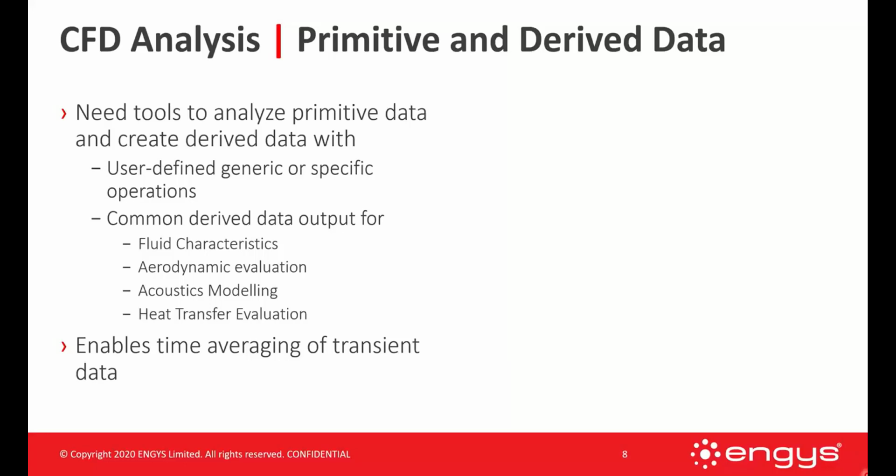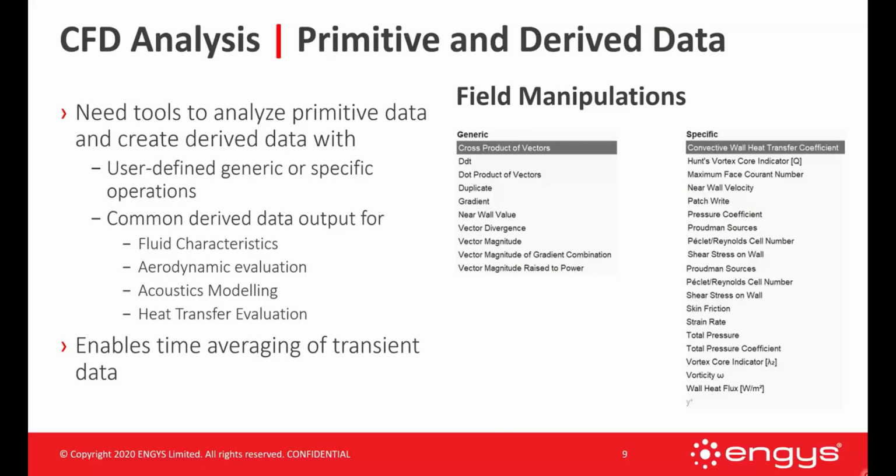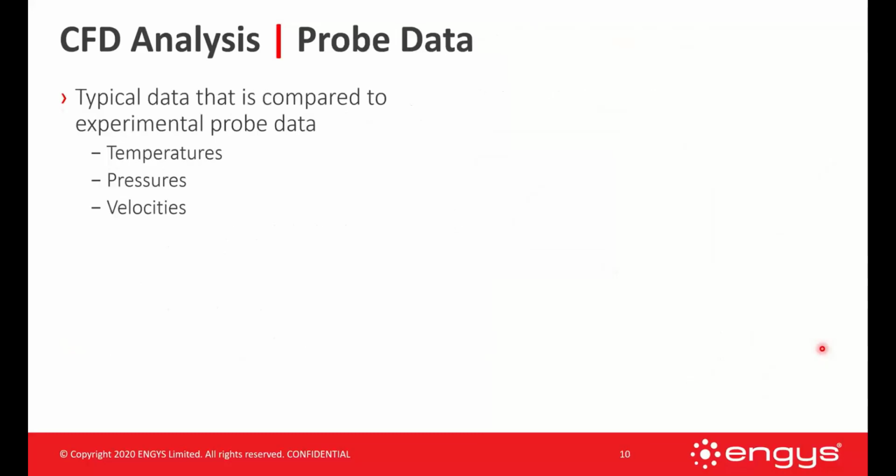We also need to be able to enable time averaging of transient data. And this is all really achieved inside of Helix and Elements with things that are called field manipulations. So here's just a very brief list of these generic operations we can apply to primitive data or derived data, and then very specific operations that are related to different actions and different data that we'd like to generate during a simulation. For example, Proudman sources if we're looking at acoustic modeling, or even total pressure coefficient, something like that.